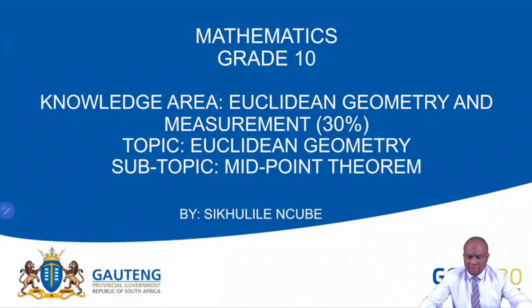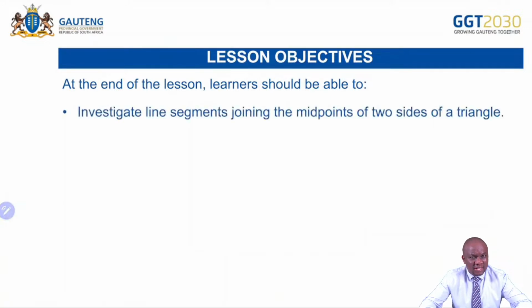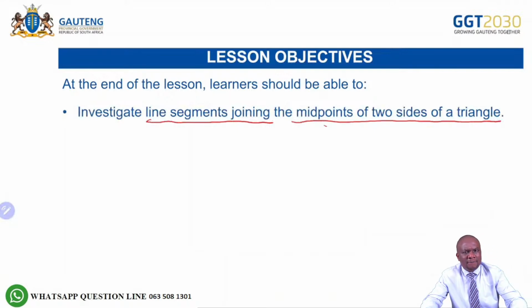Right, let's start. Midpoint theorem. Do you remember the midpoint theorem? What is it about? At the end of the lesson, you should be able to investigate line segments joining midpoints of two sides of a triangle. We want to see this line segment which is joining the midpoints of two sides of a triangle. What does that line segment do? Or what are the properties of that line segment? That's what we want to find out in this lesson mainly.